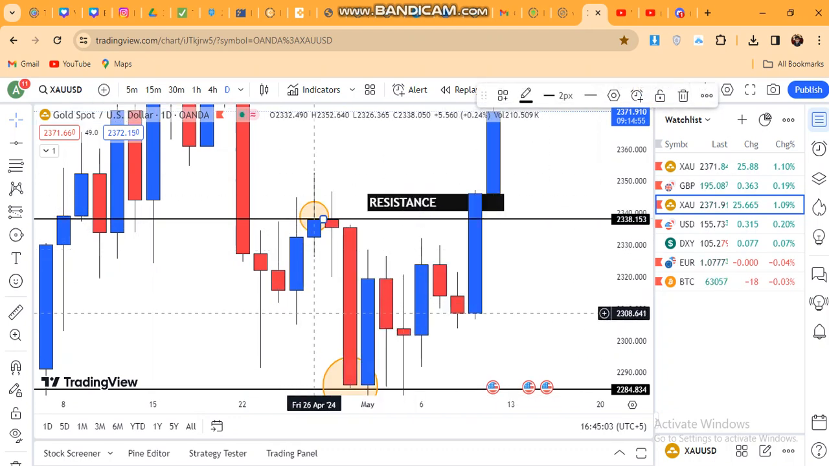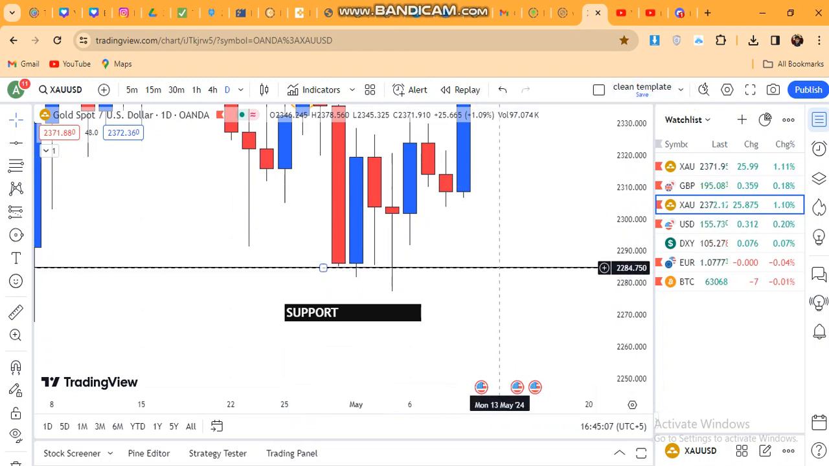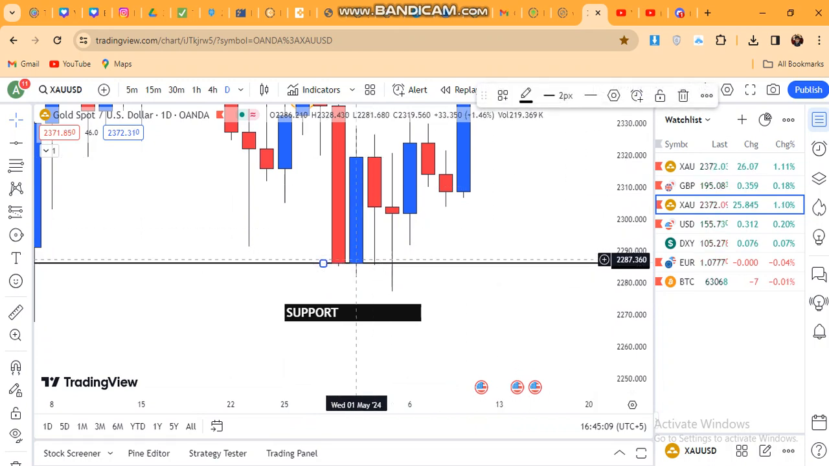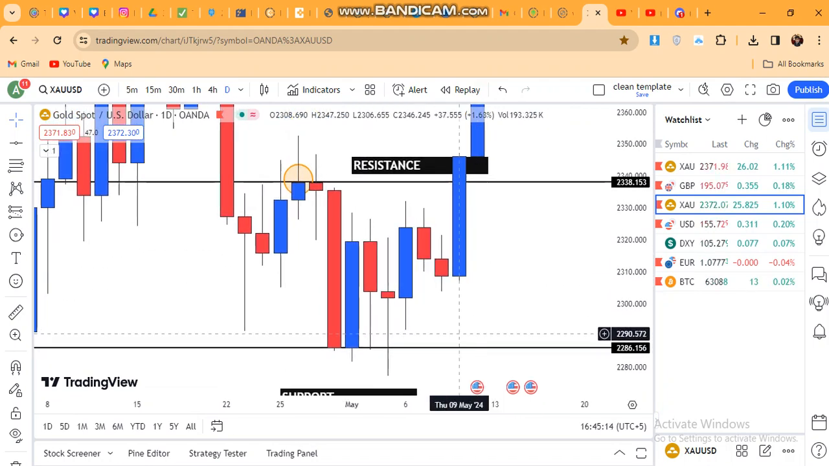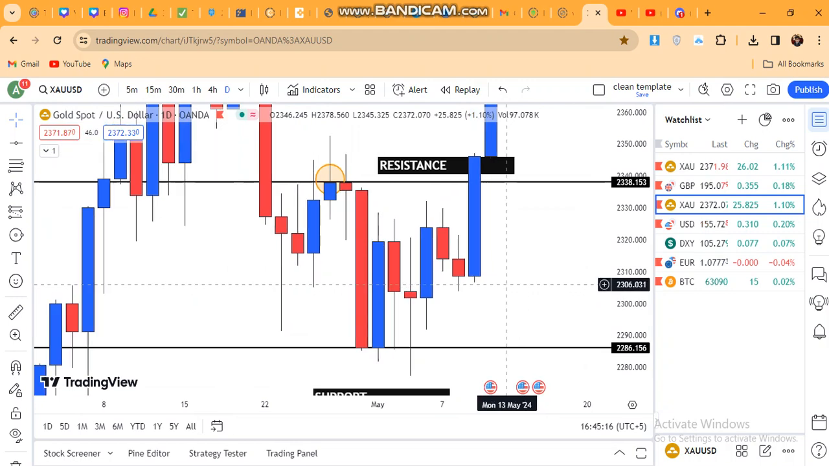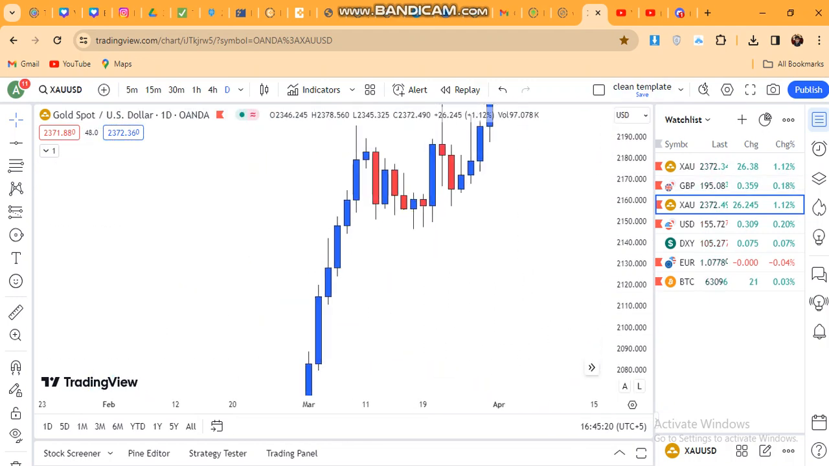And whenever a support forms, with the bearish and bullish candle, you have to ignore the wicks and just see the body. Okay, that is your support. Fine. Now I hope you understand this. This is a very basic thing.